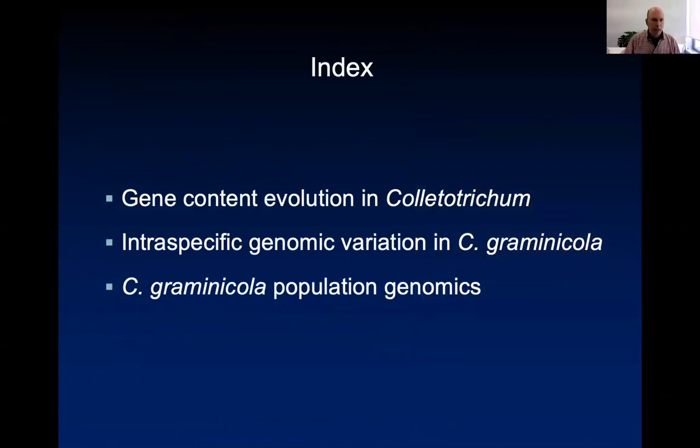So this is just a little index of what I'm going to talk about. I'm going to talk about three different research projects that we have been working on and continue to work on. First is gene content differences in Colletotrichum species. The second is intraspecific genome rearrangements in Colletotrichum graminicula. And finally, a relatively new project for us is to study population genomics of graminicula. And we're learning some very exciting things about the population structure of Colletotrichum graminicula, which I'll show you.